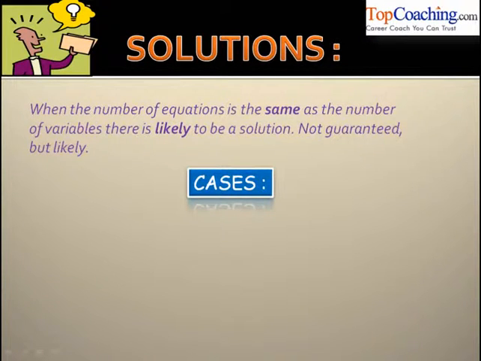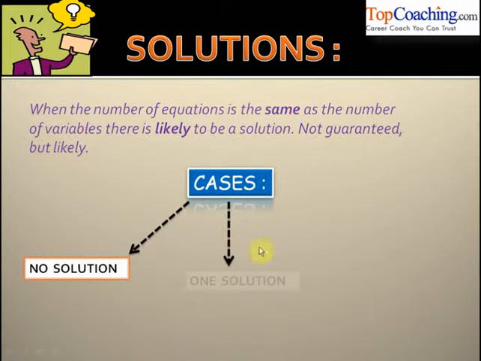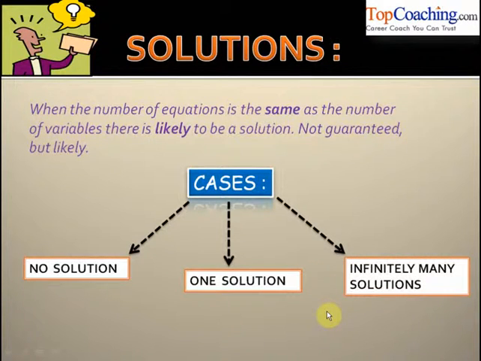Now there are three cases for such a situation. Let us say that we have two equations and two variables. The first is that the two equations do not have a solution, so the condition of no solution exists. The second is the condition of one solution, that is, there is a unique solution to the set of two linear equations. And the third is that there are infinitely many solutions to that set of two linear equations.